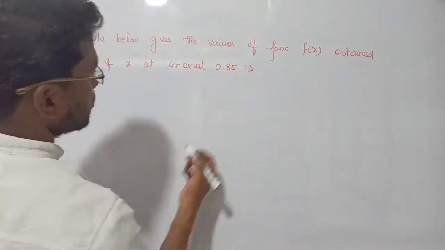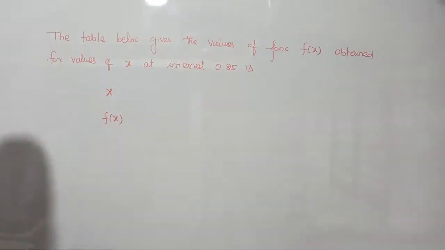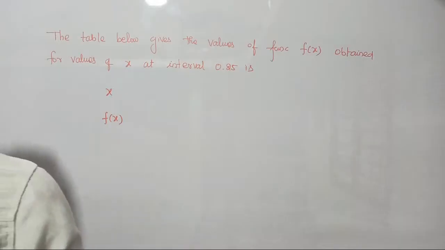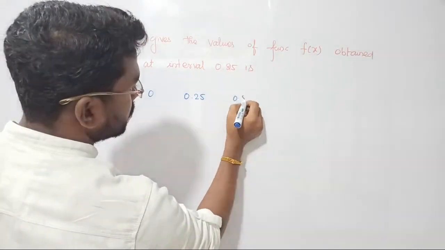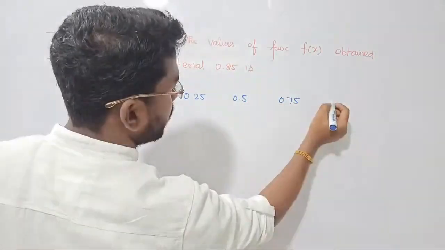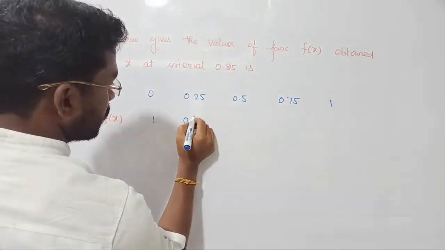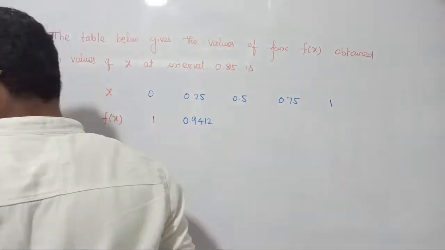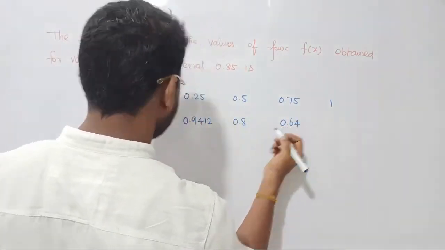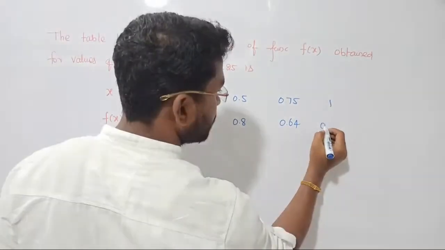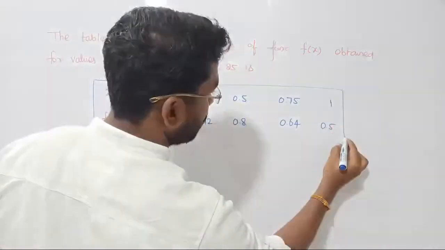They had given x and f of x directly in a box, right? We are feeling happy, right? Here they are considering 0, 0.25, 0.5, 0.75, 1. Similarly, the second row is going to be 1, 0.9412, and then 0.8 and 0.64, and this is 0.5, right? Yes. Now this is the given box, right?